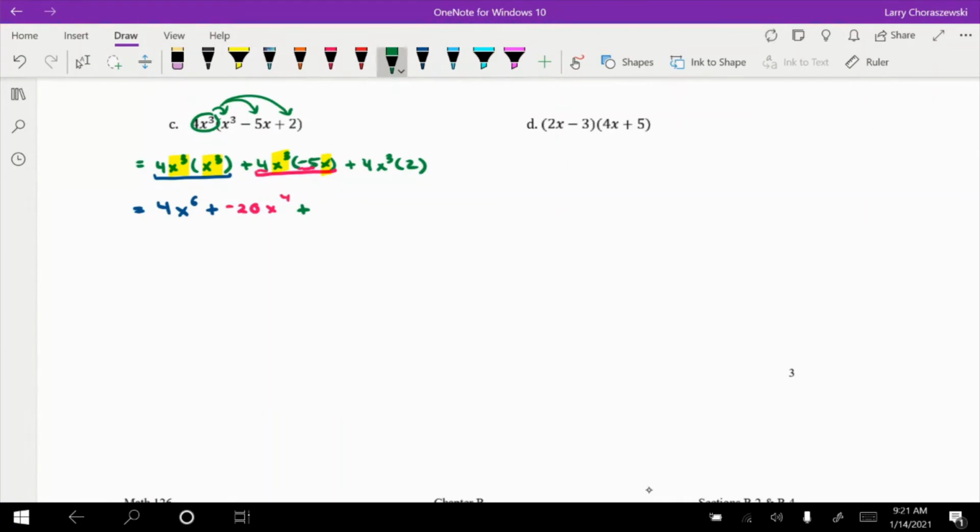And to that, we'll add the product of 4x cubed times 2. Multiply the 4 and the 2 together to get 8x cubed. One more thing that you could do here is just rewrite the addition of negative 20x to the fourth as direct subtraction. So 4x to the sixth minus 20x to the fourth plus 8x cubed. And how does that look to you guys? So far, so good?